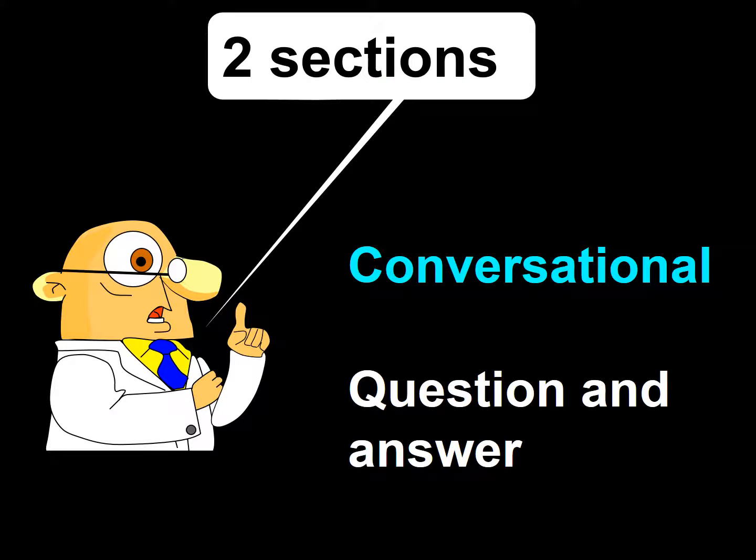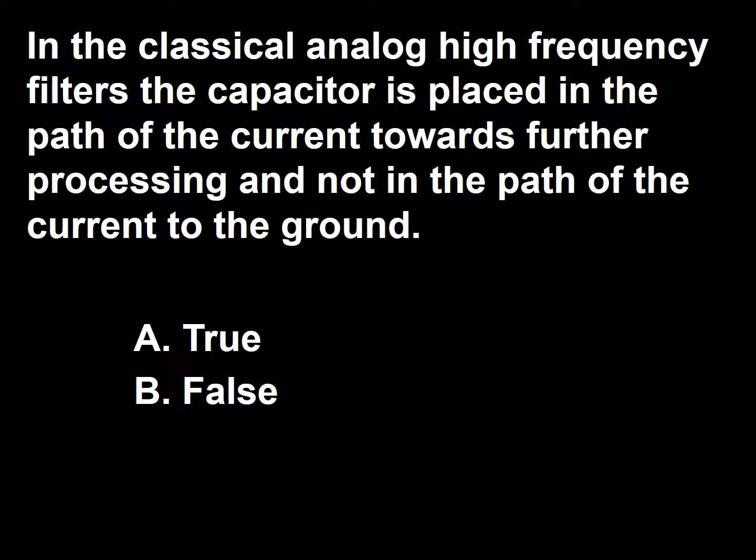At this point, I will change from the conversational format to the question and answer format. And the first question is, in the classical analog high frequency filters, the capacitor is placed in the path of the current towards further processing and not in the path of the current to the ground. A, true; B, false.